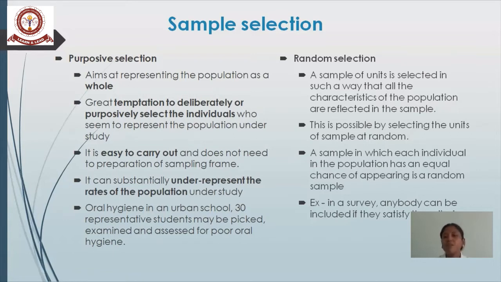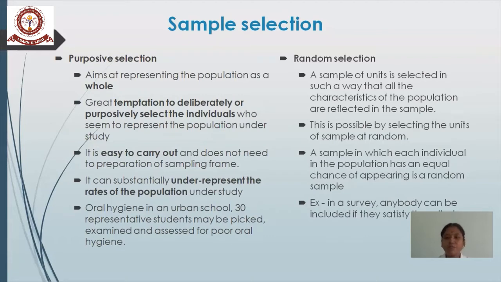But the main disadvantage is it can substantially underrepresent the rates of the population under study. For example, when we are finding out about the status of oral hygiene or oral hygiene practices in an urban school, the 30 representative students may be picked, examined and assessed for oral hygiene. So this is one example of purposive selection.